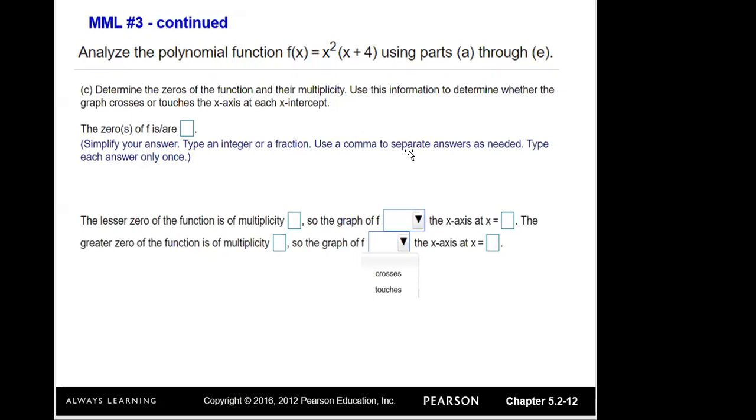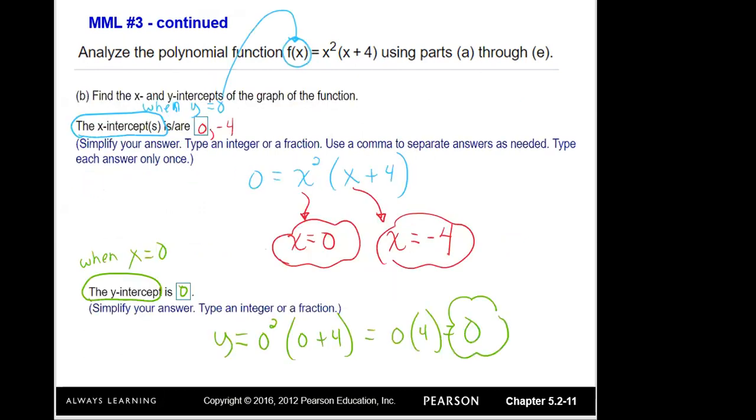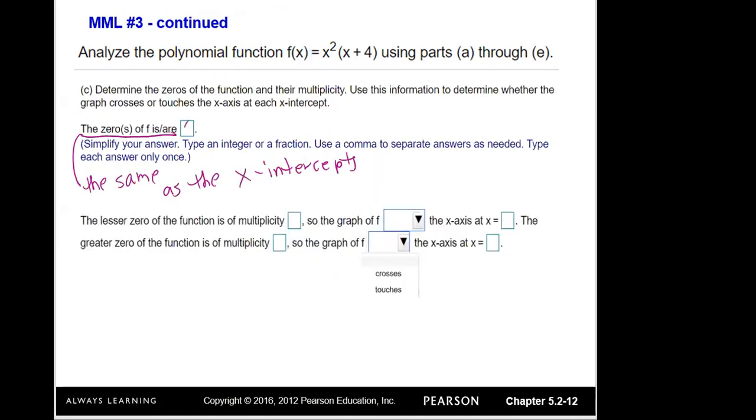Determine the zeros. The zeros are the same thing as the x-intercepts. Anybody remember that? The zeros are the same as the x-intercepts. And my x-intercepts were, if I just go back and look, 0 and negative 4. So 0, comma, negative 4.